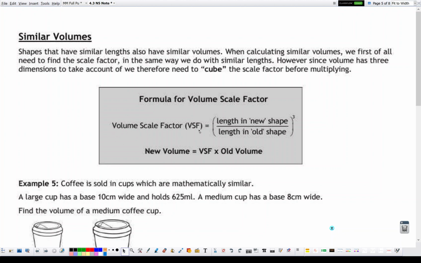So to get the volume scale factor, I actually would offer you an alternative. You don't need to write what's in there. I would swap that for the length scale factor cubed. We know how to find the length scale factor by now, okay? I hope. So it's basically the length scale factor cubed is all you need to know. Okay, so that's how you get your volume scale factor, then you just times it by the old volume. So if you're fine with area, then this should be fine as well.